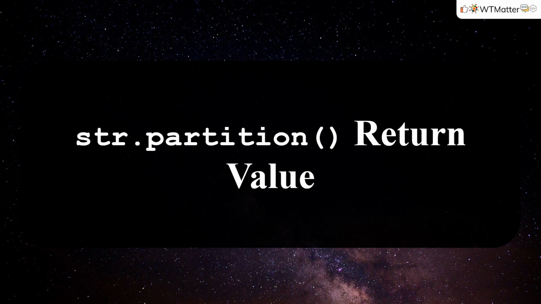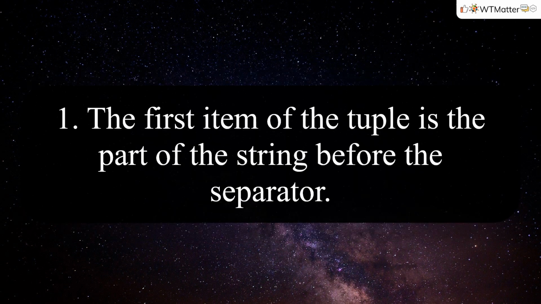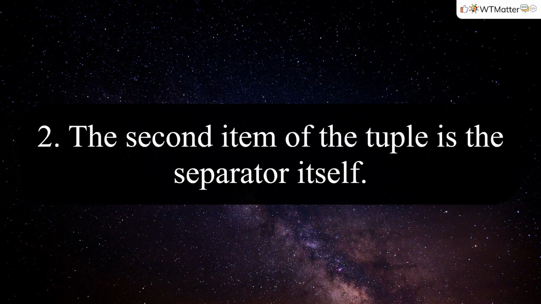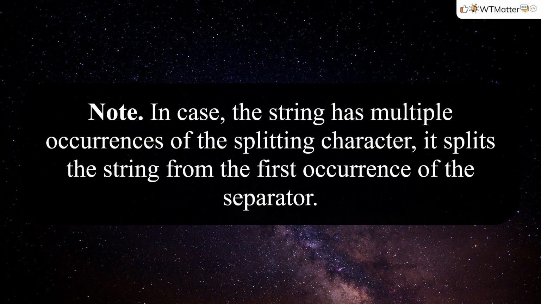str.partition return value. It returns a tuple containing 3 items such that each item of this tuple is actually a part of the original string on which this method is applied. 1. The first item of the tuple is the part of the string before the separator. 2. The second item of the tuple is the separator itself. 3. The third item of the tuple is the part of the string that comes after the separator in the original string. Note: in case the string has multiple occurrences of the splitting character, it splits the string from the first occurrence of the separator.